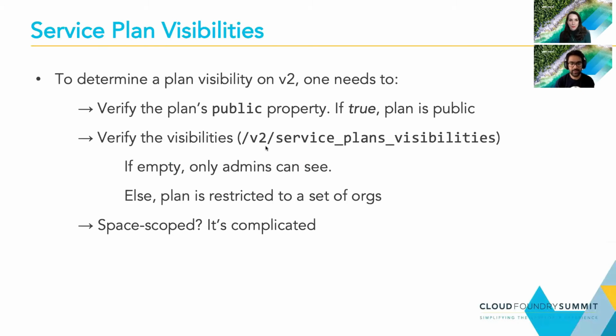To determine that visibility, the client needs to look in different places. We have a property called public that can be true or false in the plan itself. We also have another resource, service plan visibilities, which is a bit of a leak of our database model, that you can query to determine the orgs that are available for that particular plan. If it's space scoped, it's actually not that straightforward.